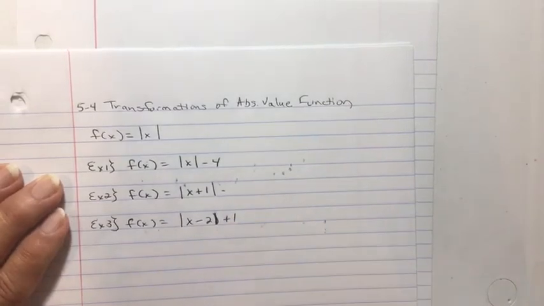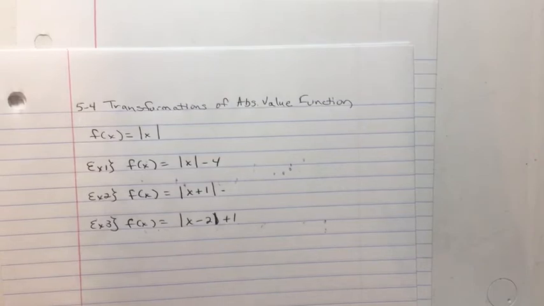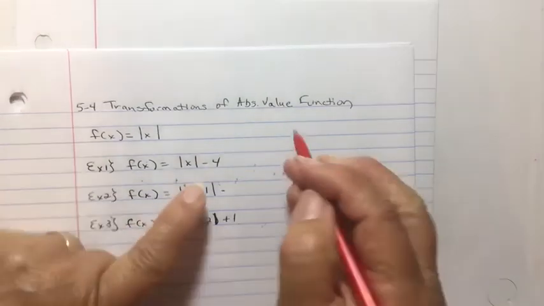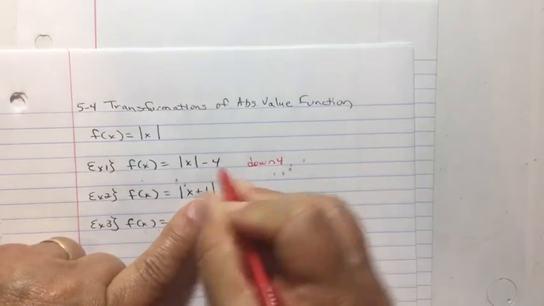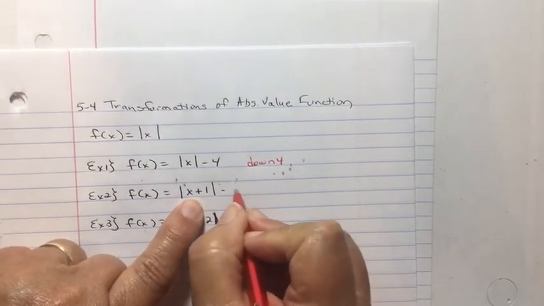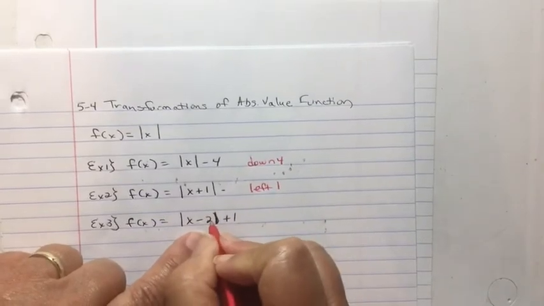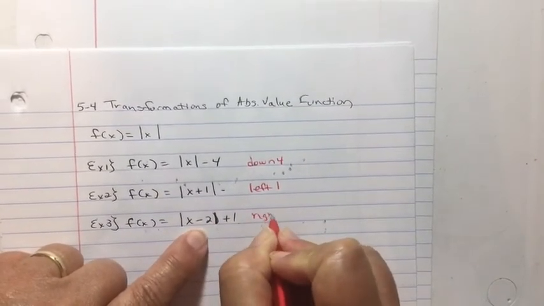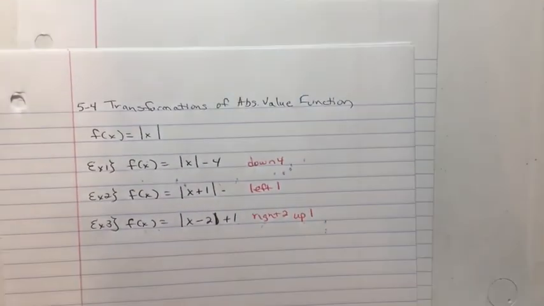These are all absolute value bars. You can pause the video if you need a little more time to write these down and to write what happens to their graph. The first one moves down 4. This one, the plus 1, is going to move it left 1. This one is going to move it right 2, but also up 1.